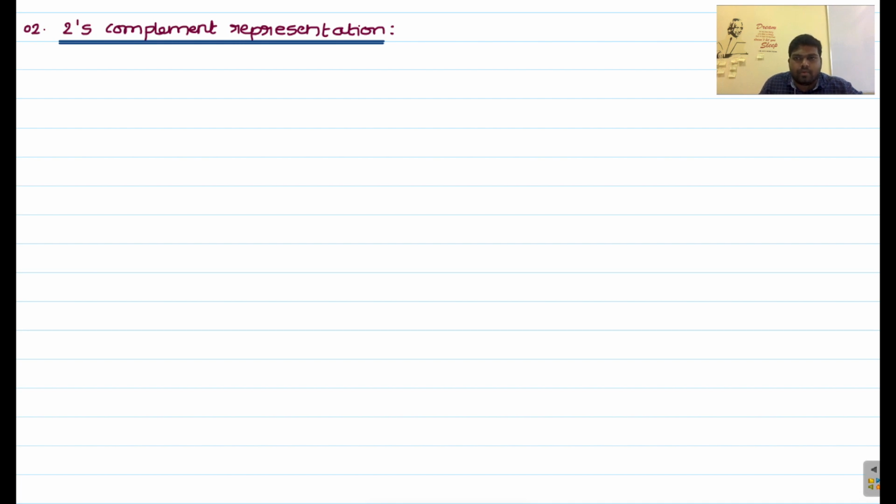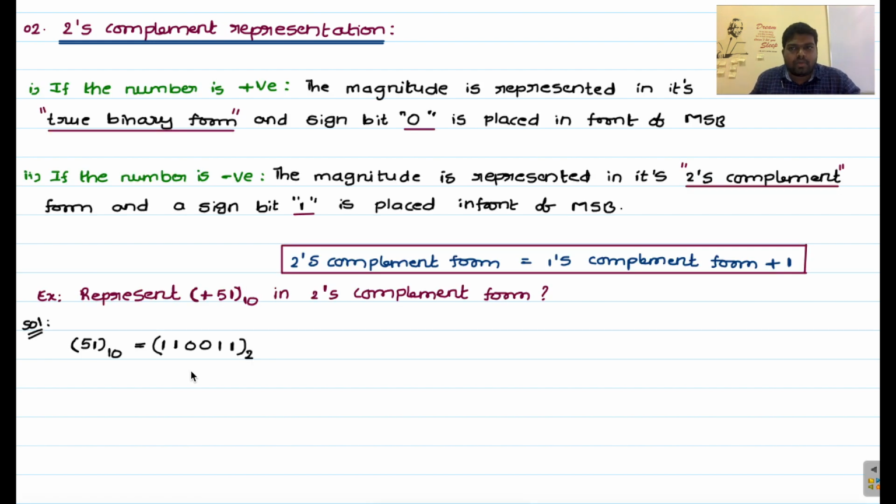Here also we have two cases: a positive number, and a negative number. If the number is positive, what is the approach to represent it? And in the same way, if the given number is negative, what is the approach to represent that particular negative number? This is two's complement representation. If the number is positive, the magnitude is represented in its true binary form, and the sign bit 0 is placed in front of the most significant bit. For that you have to write the two's complement form.